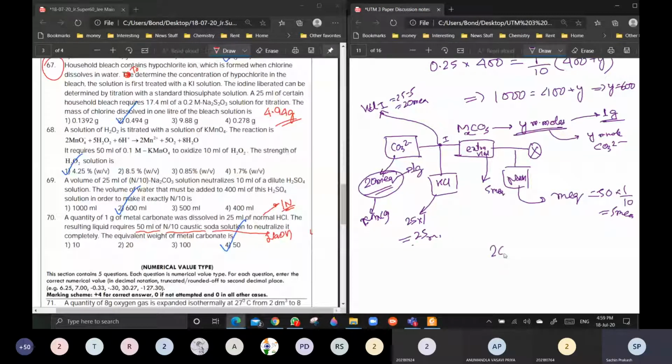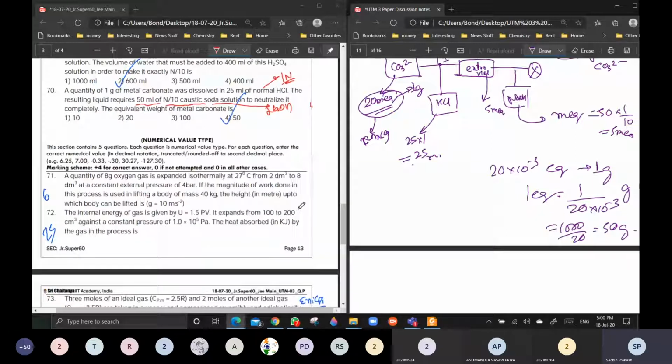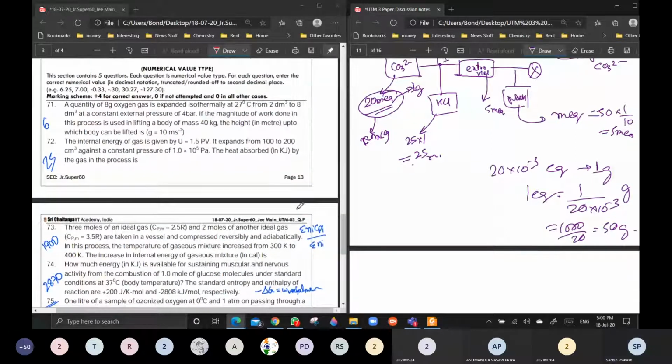So you see, 20 into 10 to the power minus 3 equivalent weighs 1 gram. So 1 equivalent will be weighing 1 by 20 into 10 to the power minus 3 grams. So it will be 1000 by 20. It will be 50 grams. Okay. 70 is done. So after this, 71, 72.